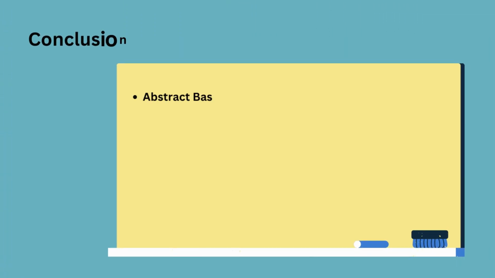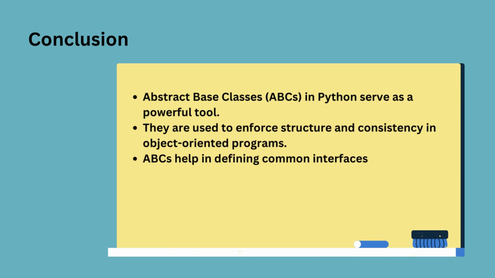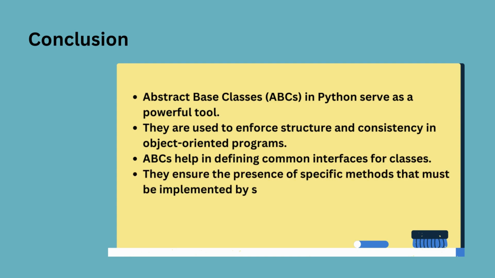In conclusion, abstract base classes in Python are a powerful tool for enforcing structure and consistency in your object-oriented programs. They help you define common interfaces, ensure that certain methods are implemented, and make your code more organized and maintainable.